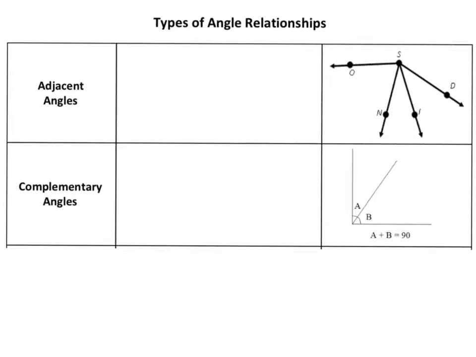We're going to move on to page 2 now, and on page 2 we're going to focus on the types of angle relationships. So the first type of angle relationship that we're going to focus on are called adjacent angles. If you think about the word adjacent, that means that we are side by side. So if you live adjacent to someone, that means that you're right next to them. So our definition for adjacent angles would be angles that share a common side and vertex but don't overlap.